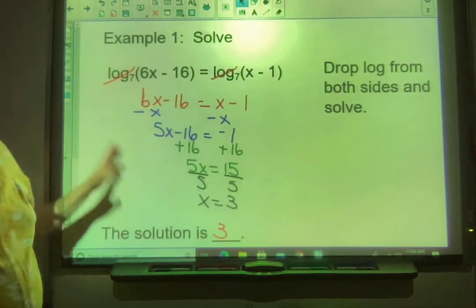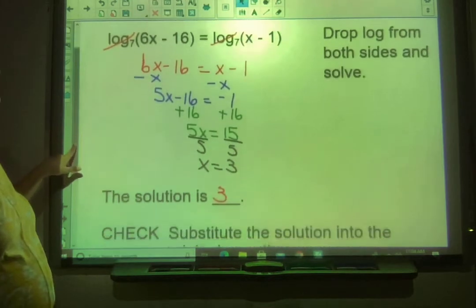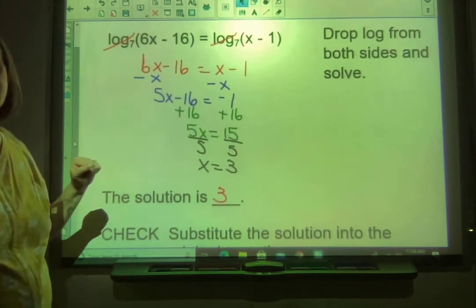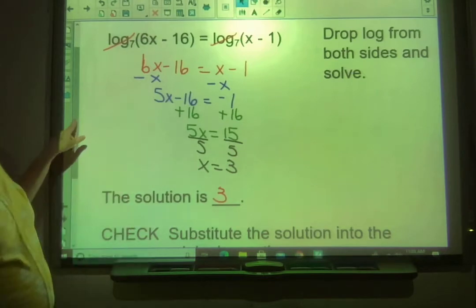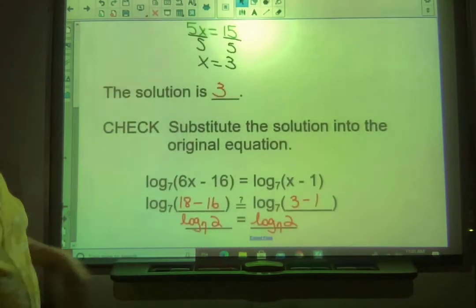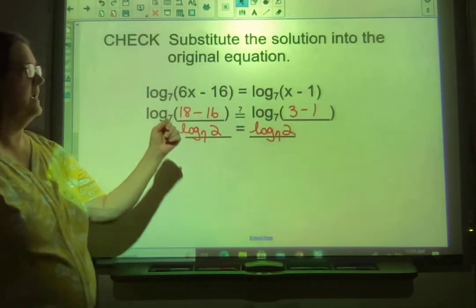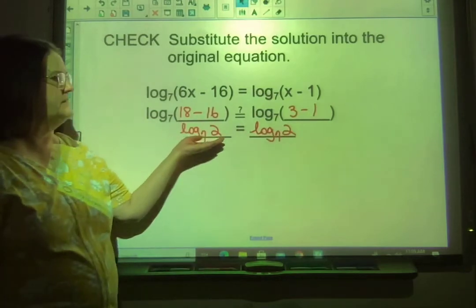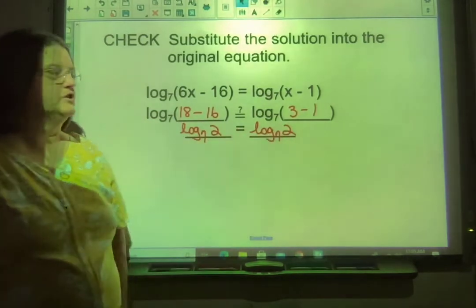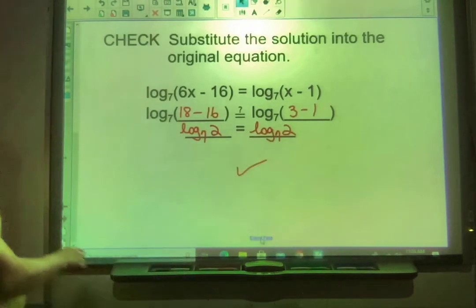Now with logarithmic equations, it's important to take your answer and check it, because some answers make the equation undefined. And when that happens, the equation just doesn't have a solution. But here we have substituted our answer back in. 6 times 3 is 18, and then I wrote 3 here. 18 minus 2 is 16, and we get log base 7 of 2 on both sides. This checks, so it's all good.